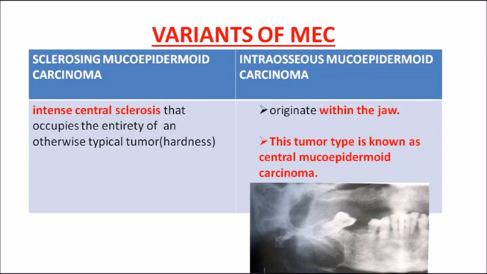Now there are two variants of mucoepidermoid carcinoma which are sometimes asked in MCQ. One is the sclerosing type and one is the intraosseous variety. The sclerosing type shows intense sclerosis or fibrosis, whereas the intraosseous variety is seen within the bone. As I told you, mucoepidermoid carcinoma is mostly seen in the parotid gland, but it can also be seen in the bone. That is the intraosseous variety, which is seen within the bone and is also called central mucoepidermoid carcinoma.